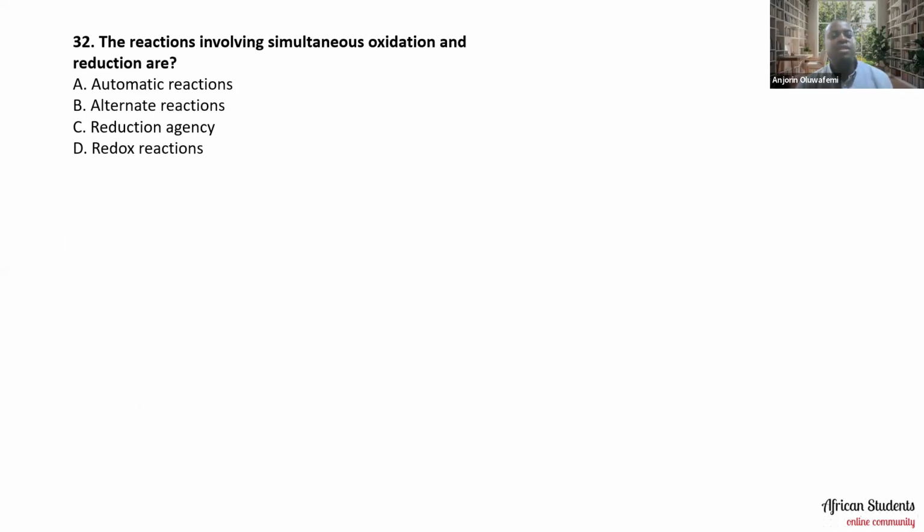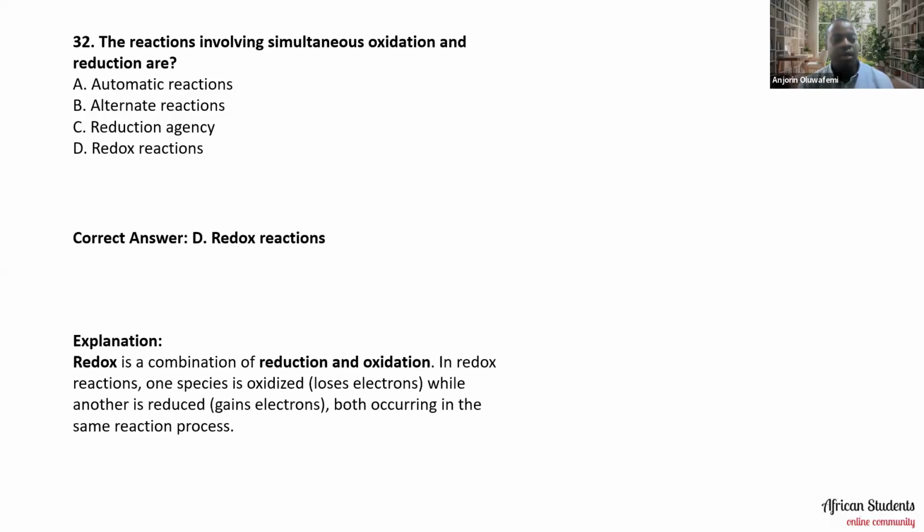The reactions involving simultaneous oxidation and reduction are: A, automatic reaction; B, alternate reactions; C, reduction agencies; and D, redox reaction. The answer is D, redox reaction. Because redox is a combination of reduction and oxidation, in a redox reaction, one species is oxidized and loses electron, while another is reduced and gains electron, both occurring in the same reaction process. So let's take note of that, very important.